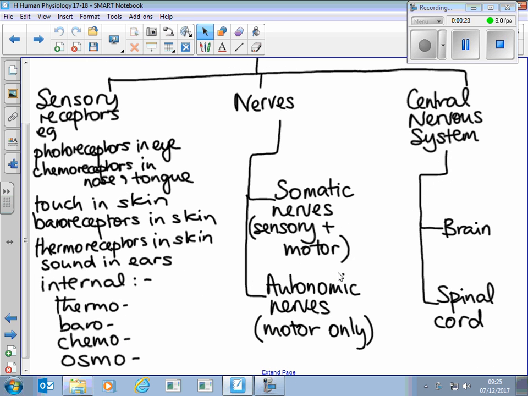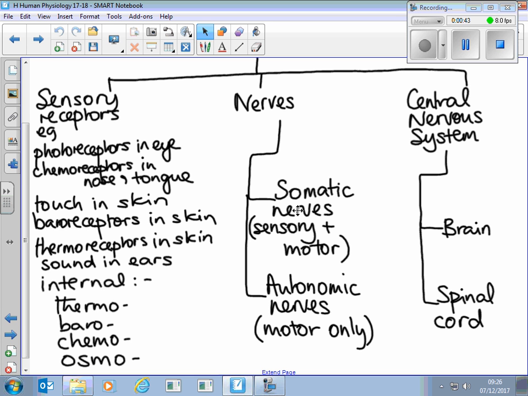The somatic ones that give us sort of conscious control. The autonomic nerves, which are actually more like the endocrine system. They are very much homeostatic. And we will come back to the autonomic nervous system. All right, those will be our sort of example there.